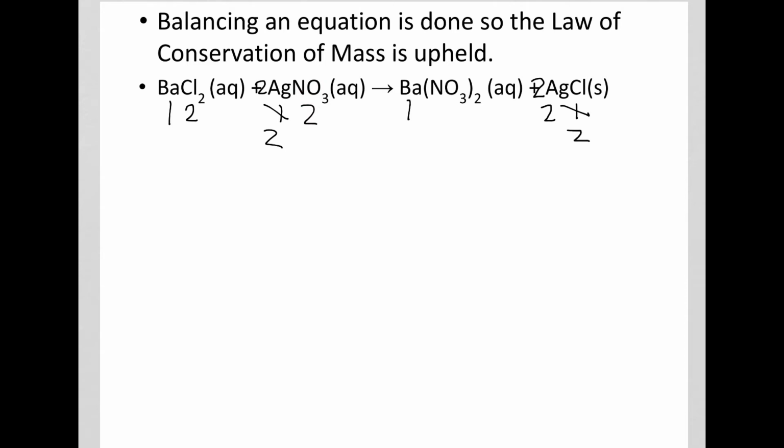You've got to know what those are. You don't need to memorize them. You need to be able to identify them. And then I've got 2 nitrates over here. So this is now balanced. And this would be my chemical equation. So I changed a formula equation into a chemical equation.